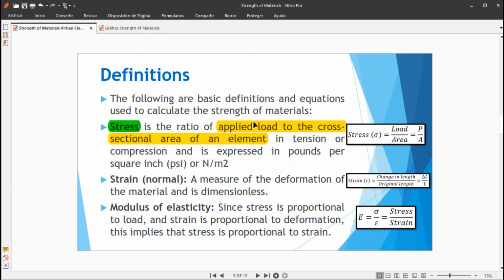Applied load can be the weight of a body, or the weight of a box, or the weight of a bag, to the cross-sectional area of an element. Now, this is another important concept.